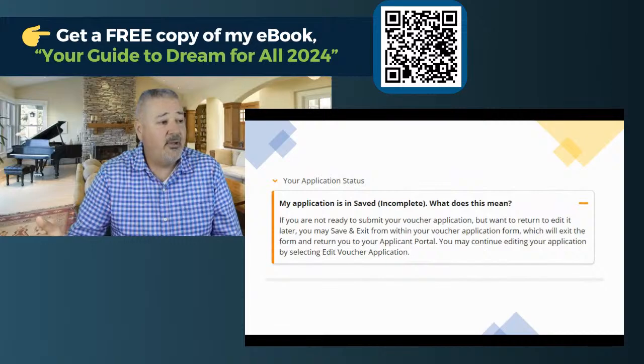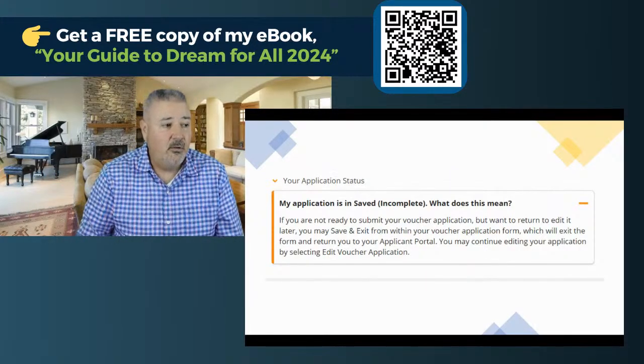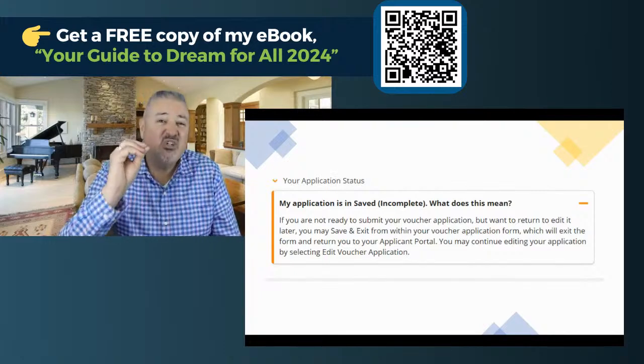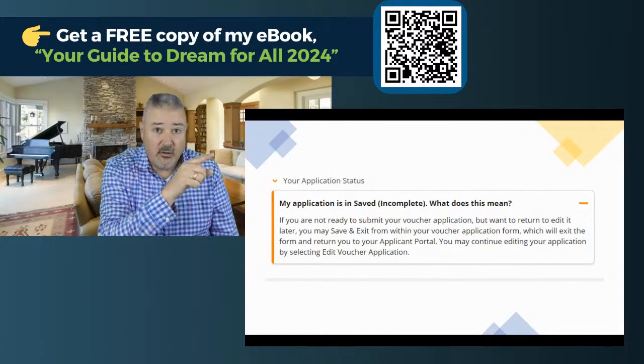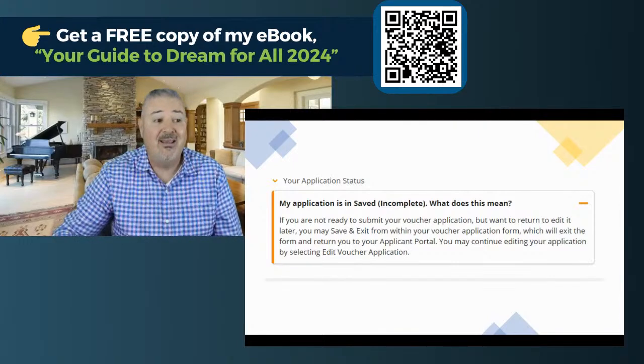And then it says my application status is saved incomplete. That means you're not done. You can continue editing it, but it has not been turned into the state. So you need to make sure you're not in this status at 5 p.m. on April 29th, or you're not in the pool.